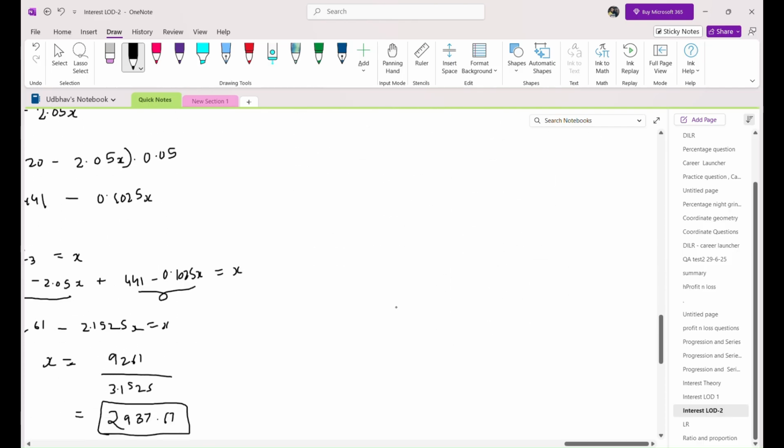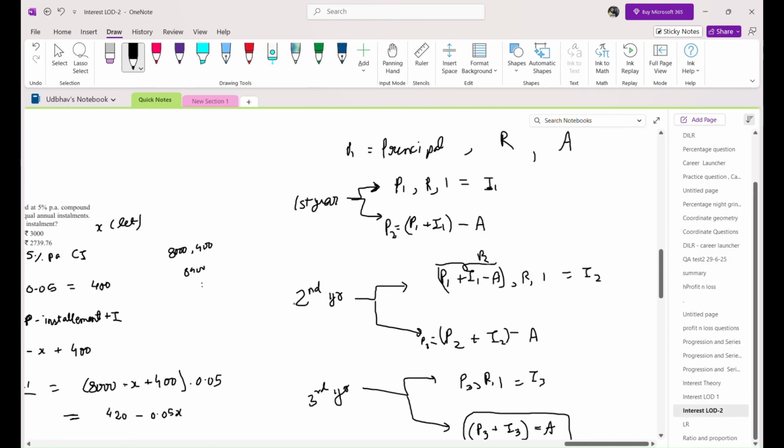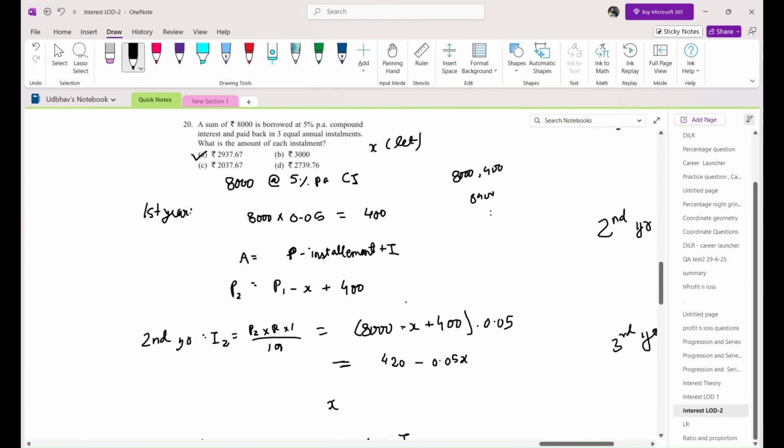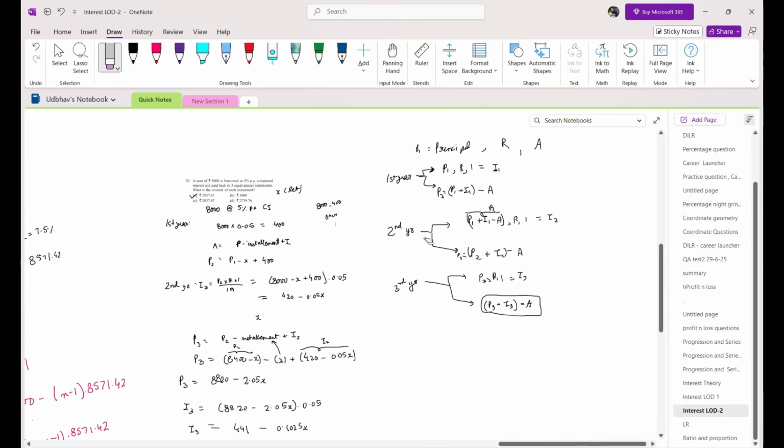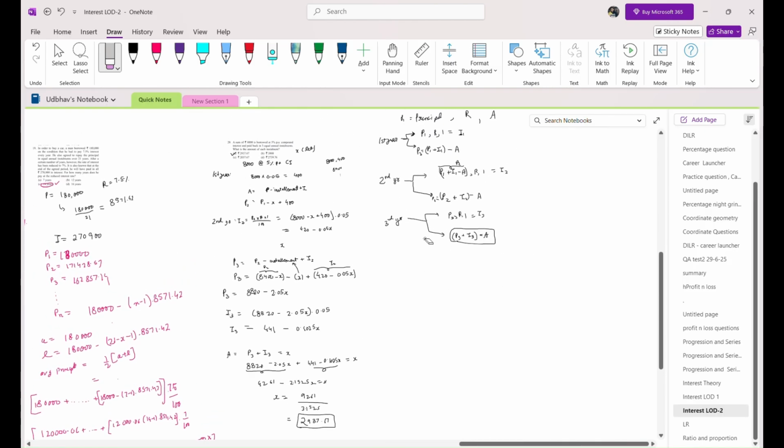Now if we go back here, what did our annual installment come to? 2937. At the end of the first year the interest was 400 rupees. Original principal was 8000, so the new principal must be 8400. But at the end of the first year we paid 2937 rupees. So what would be the principal for the second year? 8400 minus 2937.67. Can you see the principal has reduced? It is something like 6000 or whatever. That's why minus x is there. And this is the conventional way. One should know how to solve it using this conventional method.